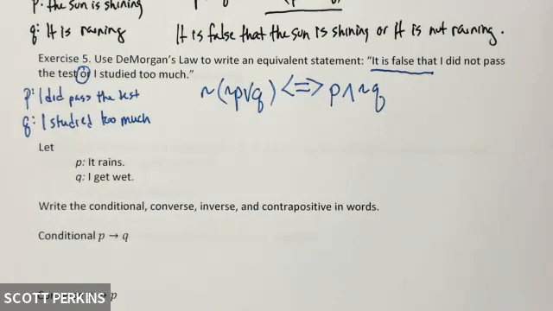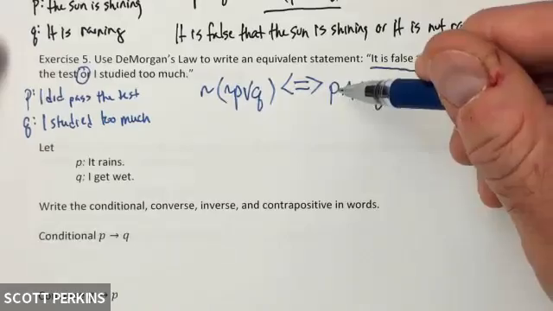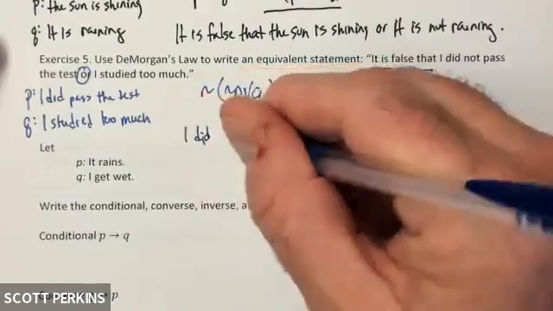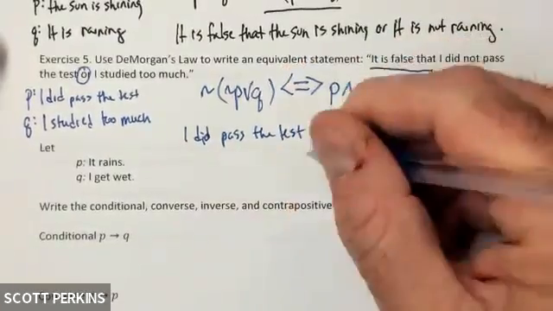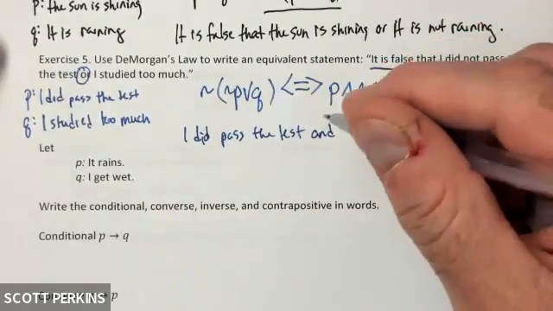And so last but not least, I take that statement and write it in words. This is the cool down part of the problem. So P is I did pass the test, and squiggly Q, I didn't study too much.